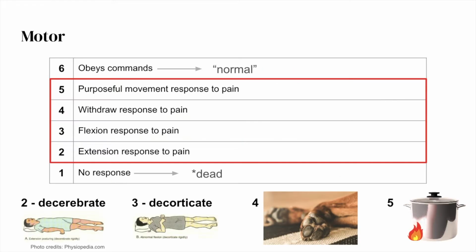So decerebrate is a 2, and decorticate is a 3. So 2 is obviously worse than 3.